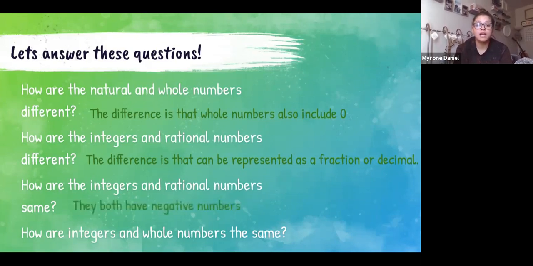How are the integers and the rational numbers the same though? They both have negative numbers. So rational numbers could be a negative fraction or a negative decimal, but also integers could be negative whole numbers. And then, how are integers and whole numbers the same? They both have 0. But if you wrote down they both have positive numbers, you're also correct. But the real way that those two numbers are the same is that they both have 0.